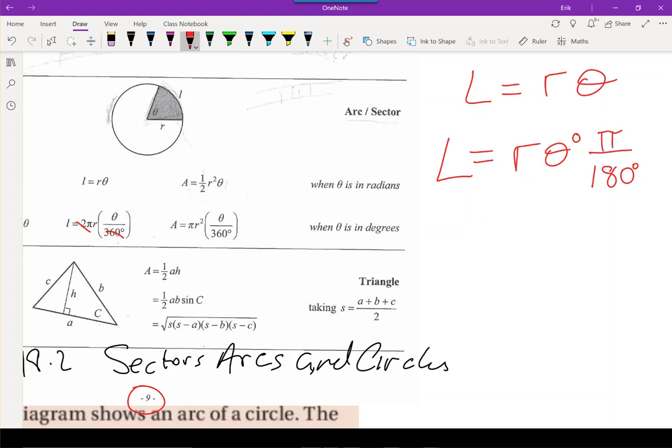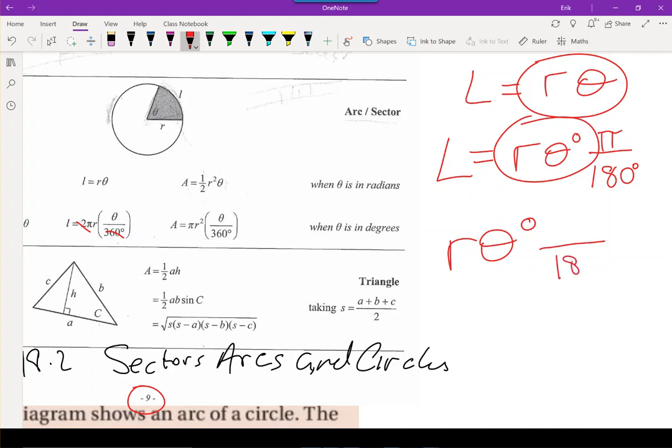So I want to ask, am I writing down r theta, or am I writing down r theta degrees? And if I'm writing down r theta degrees, that's a little nudge to remind me of 180 degrees here and pi here. You'll see that very smoothly being used in the rest of the videos.